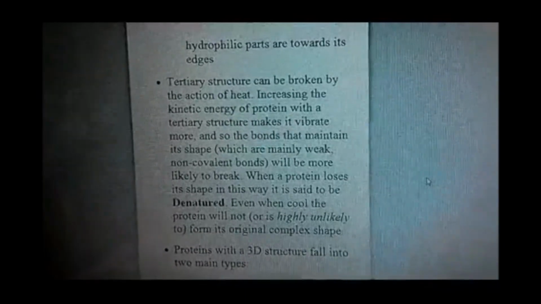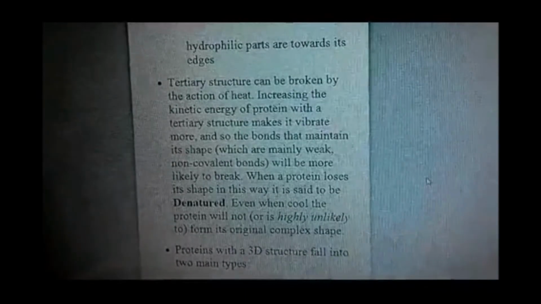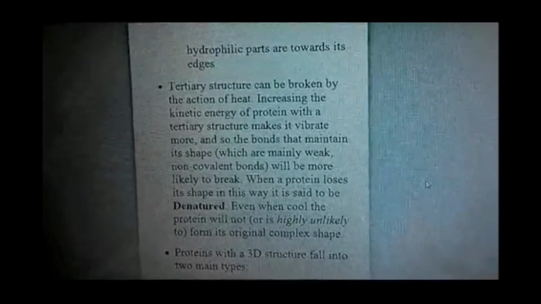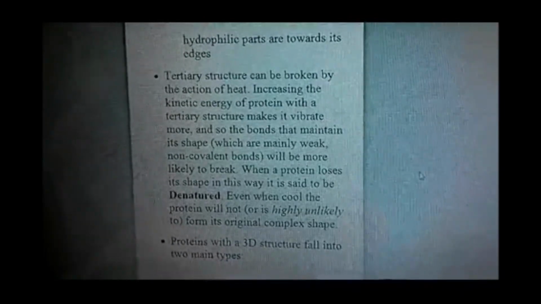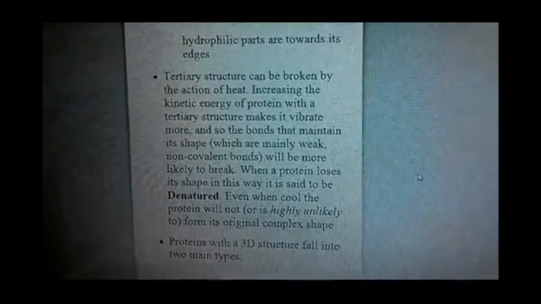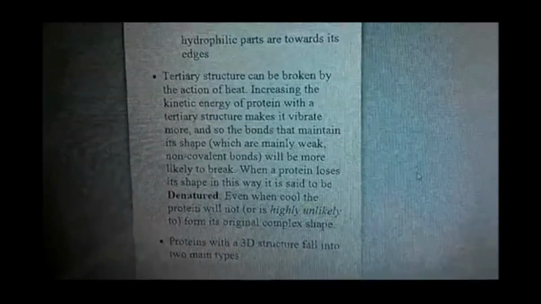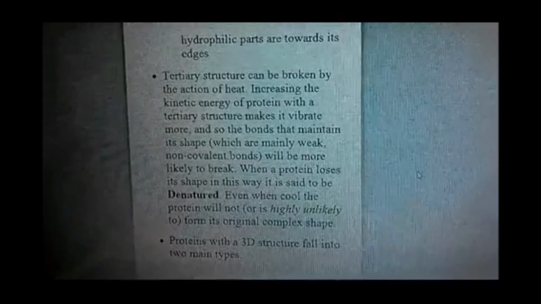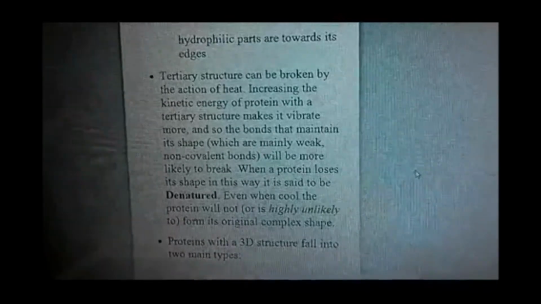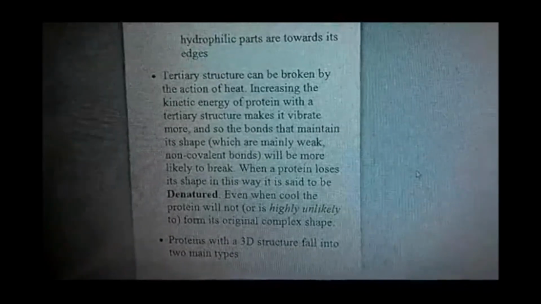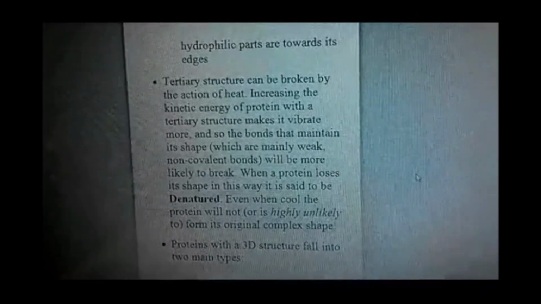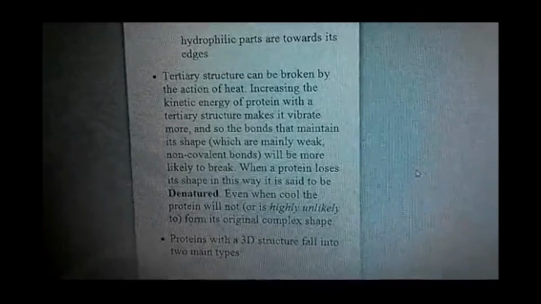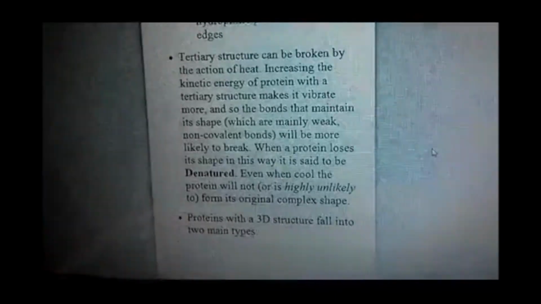Tertiary structure can be broken by the action of heat. Increasing the kinetic energy of a protein with a tertiary structure makes it vibrate more, and so the bonds that maintain its shape, which are mainly weak, non-covalent bonds, will be more likely to break. When a protein loses its shape in this way, it is said to be denatured. Even when cooled, the protein will not form its original complex shape.